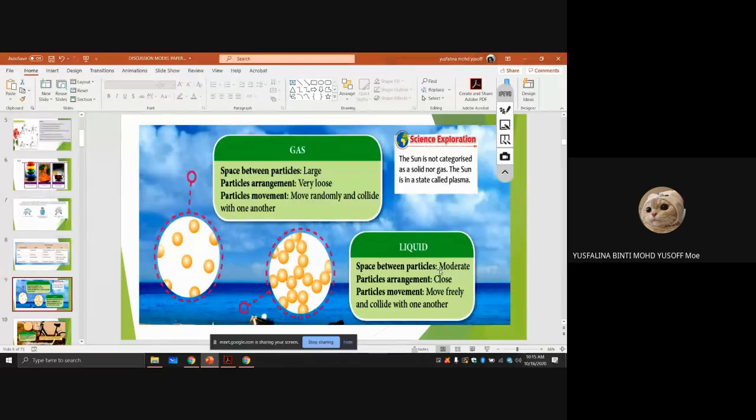For the liquid, the space between particles is moderate, so much closer than gas. The particle arrangement is close. The particles move freely and collide with one another. They can still move, but gas particles can move better than this because there is a lot more space compared to liquid. So that one is for liquid.